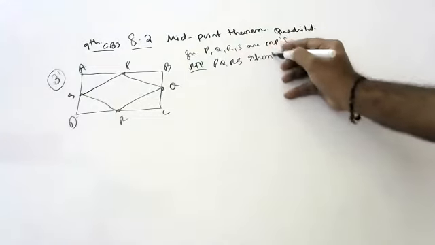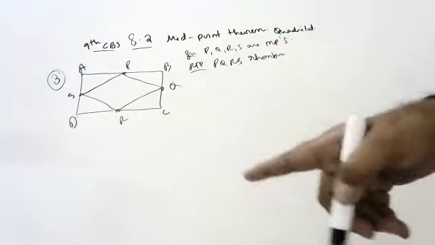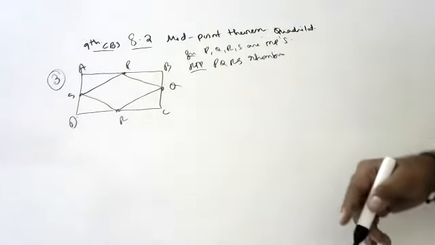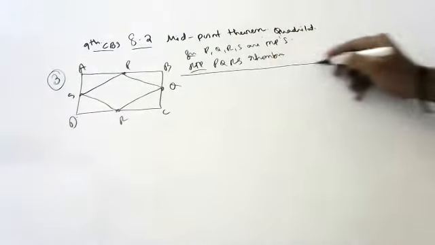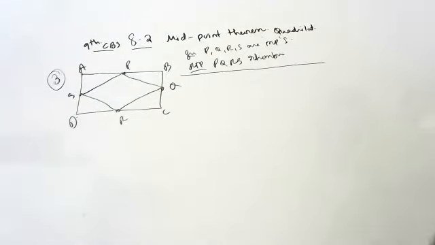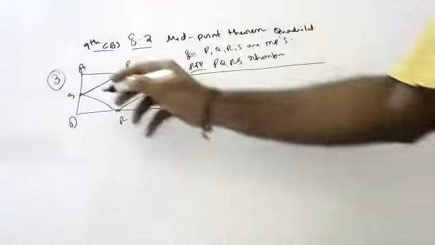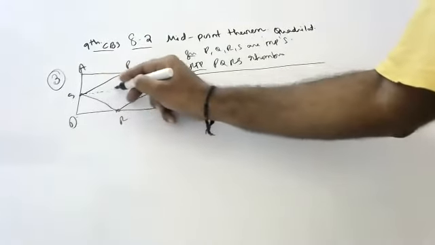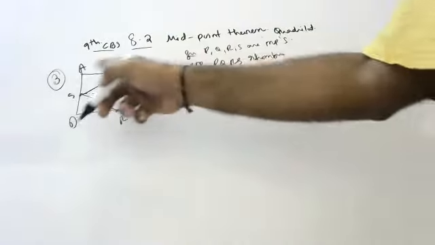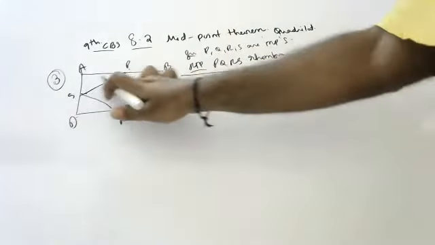This is exactly the converse of the previous sum, children. In the previous sum, they said rhombus and we had to prove rectangle. In this sum, they said rectangle, and we have to prove it as a rhombus. So, anyone wants to say, children? Sir, can I say? Yeah, tell.